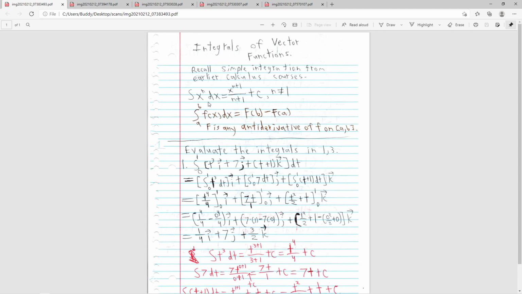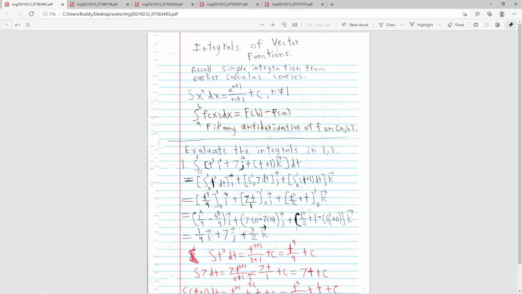Some kind of variable raised to a power, any type of power, except for -1. It cannot be -1, because x to the -1 power is a special type of integral that equals the natural log of x. So the point is that n cannot be -1. Otherwise, it's x^(n+1) divided by n plus 1, plus a constant.